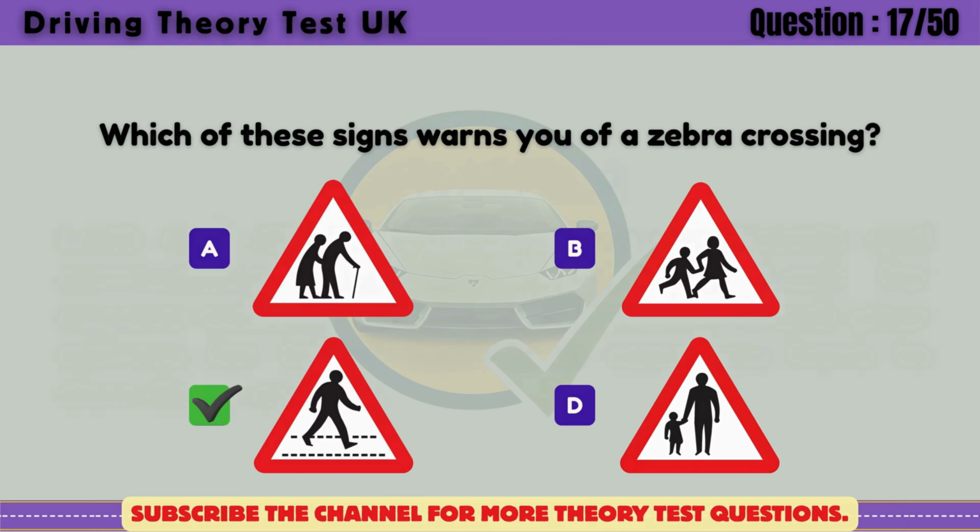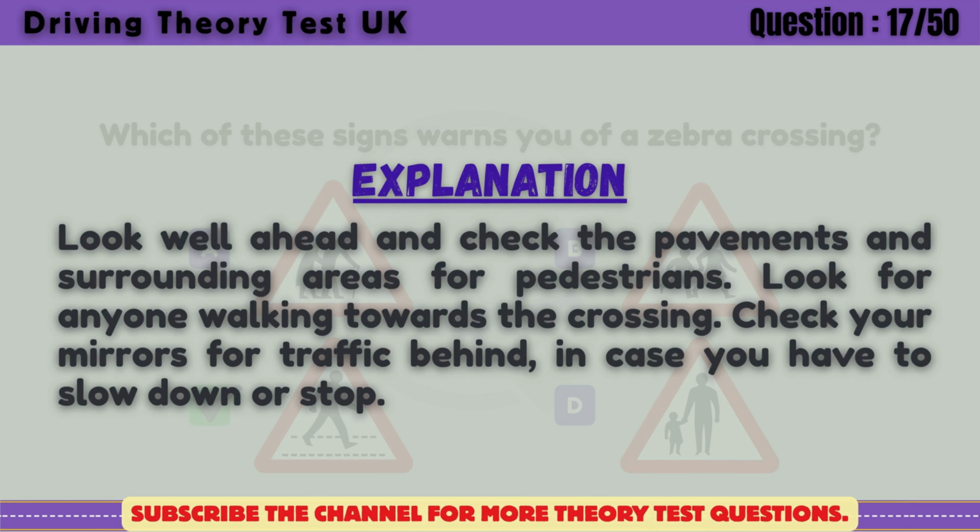Answer is C. Look well ahead and check the pavements and surrounding areas for pedestrians. Look for anyone walking towards the crossing. Check your mirrors for traffic behind, in case you have to slow down or stop.